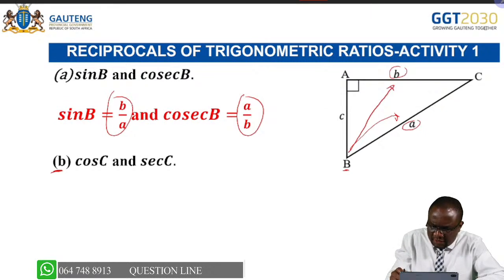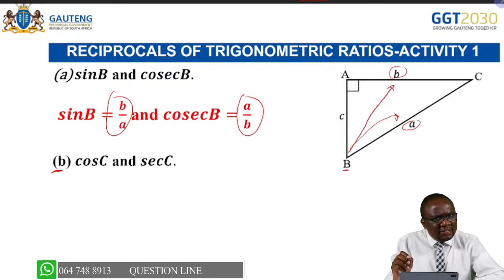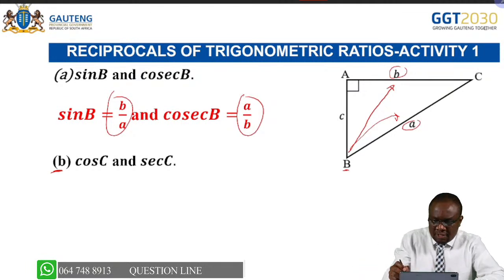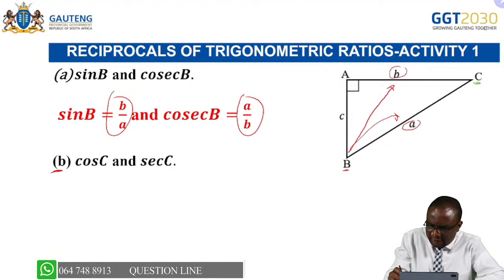Right. C, please check your reference angle. It's very, very important because the opposite side for C is the adjacent side for B. So you pick your angle very, very appropriately. Right now, for C, cos is adjacent. The side next to C is this one.